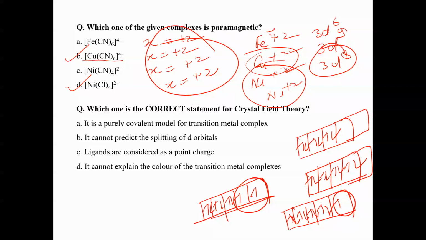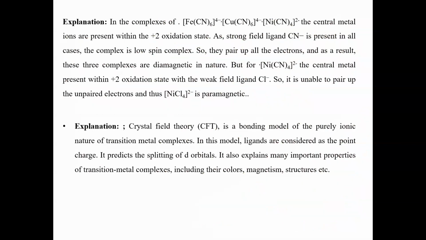Okay. So the next one is, which one is the correct statement for CFT? It is a purely covalent model for transition metal complexes. It cannot predict the splitting of d orbitals. Ligands are considered as point charges. And it cannot explain the color of transition metal complexes. Right. So CFT is a bonding model of the purely ionic nature of transition metal complexes. In this model, ligands are considered as point charges.